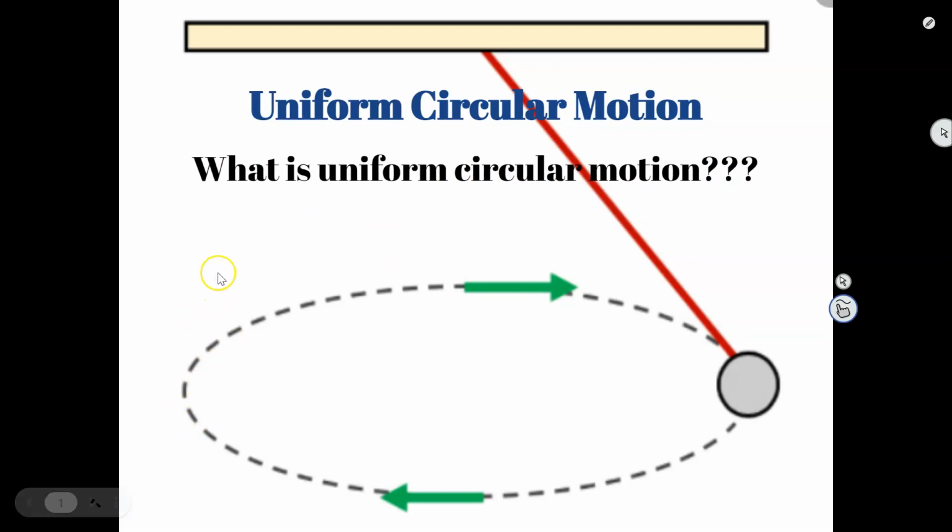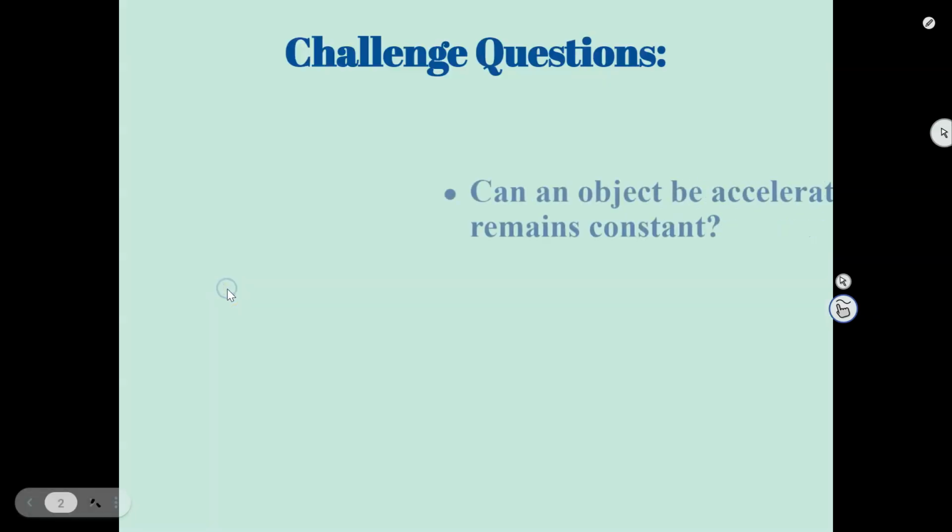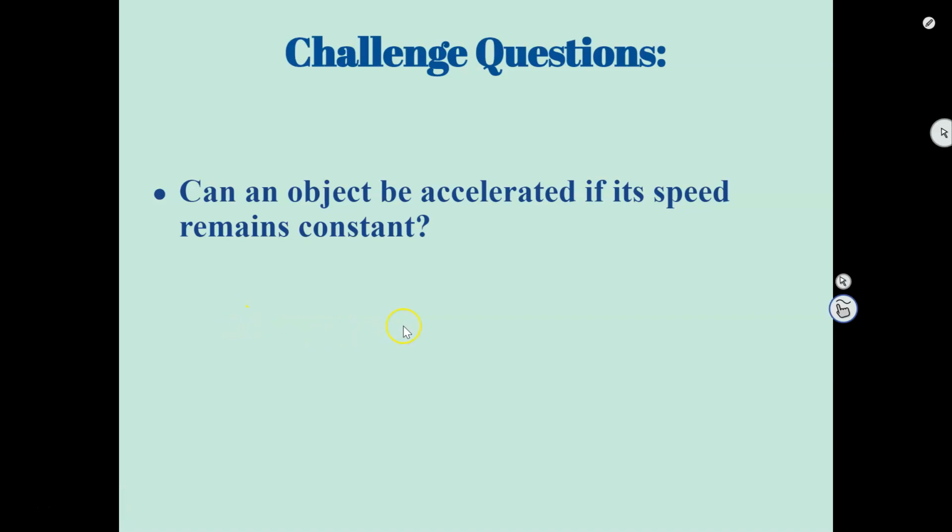Well, I have a couple questions first that I want to ask you. Can an object be accelerating if its speed remains constant? So we're talking about something moving in a circle, and we will say yes. If the direction is changing, it is accelerating, because the speed might be constant moving in that circular pattern, but it is still changing direction, so yes, it will be accelerating.